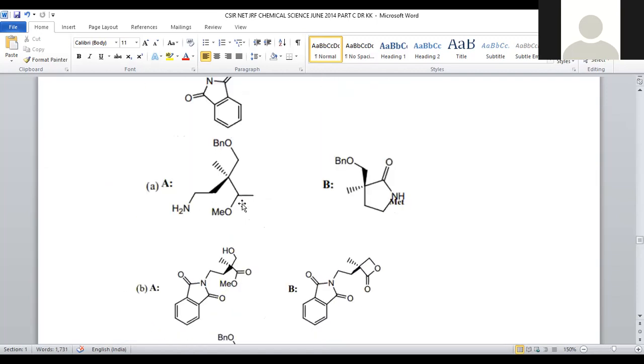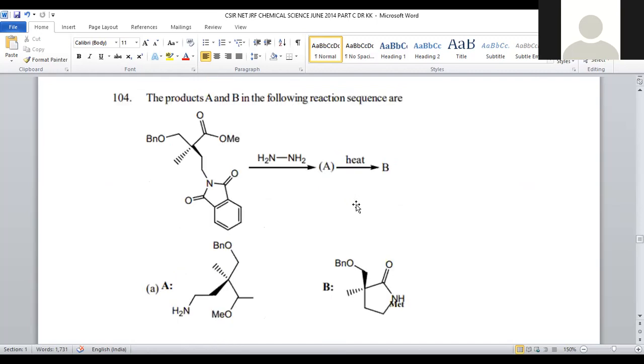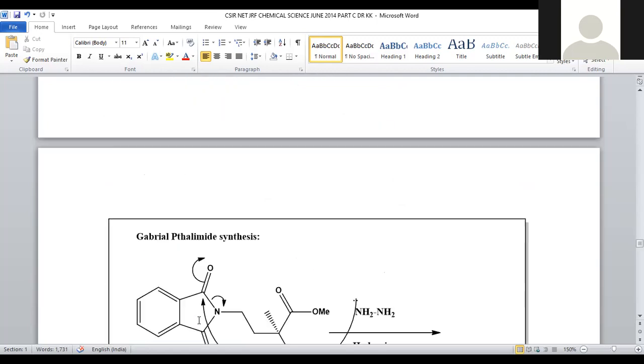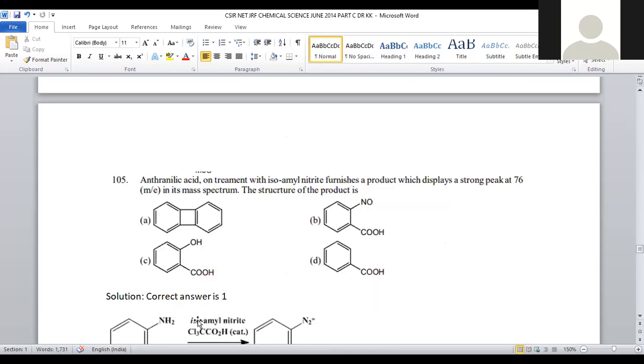So here, the starting compound will be NH2. This is the primary amine we are expecting as compound A, which in turn cyclizes with this ester functional group, and a 5-membered lactam ring is generated in compound B. These two are the correct products from the starting material by Gabriel phthalimide synthesis. For question number 104, option 1 is the correct answer. Let us move on to question number 105.